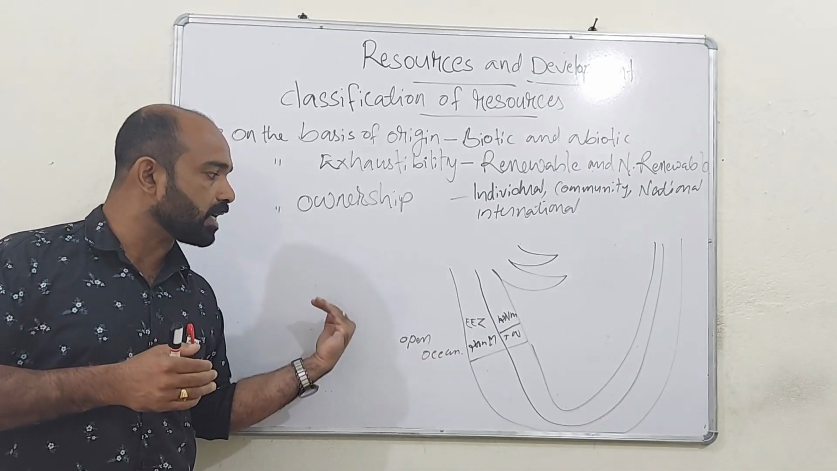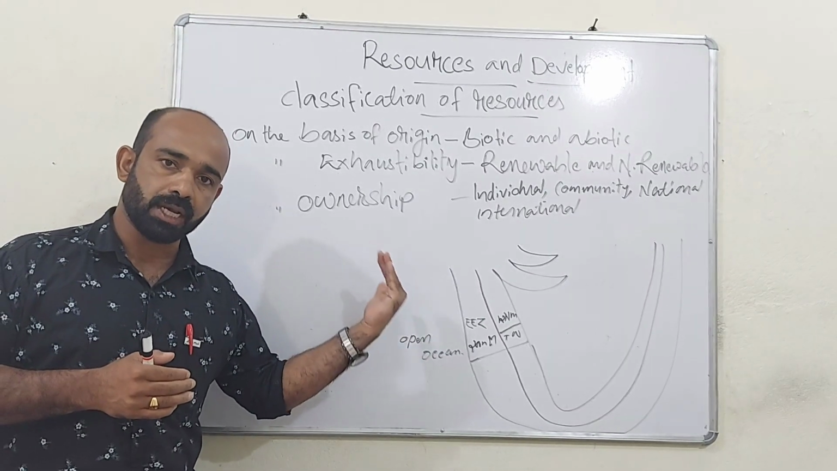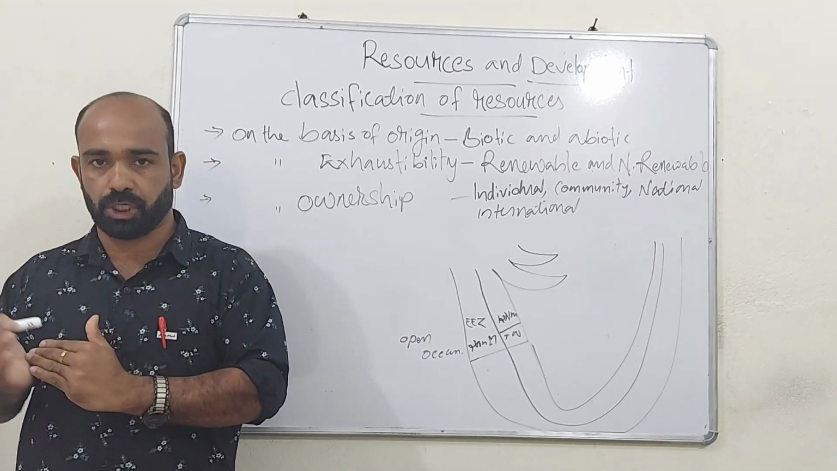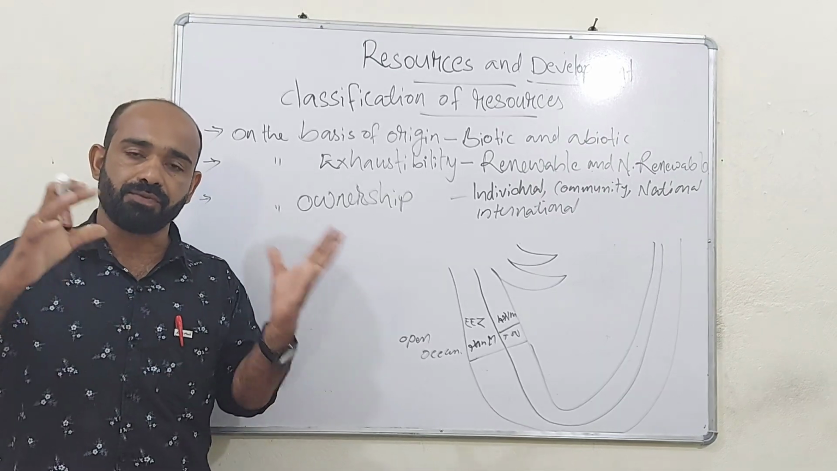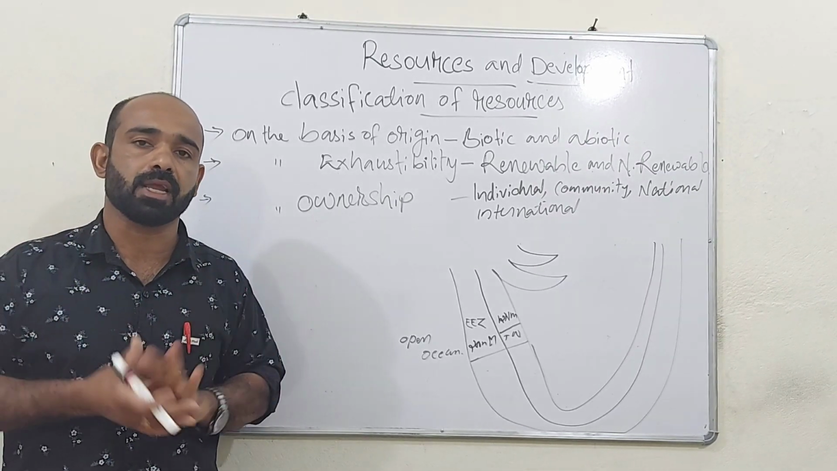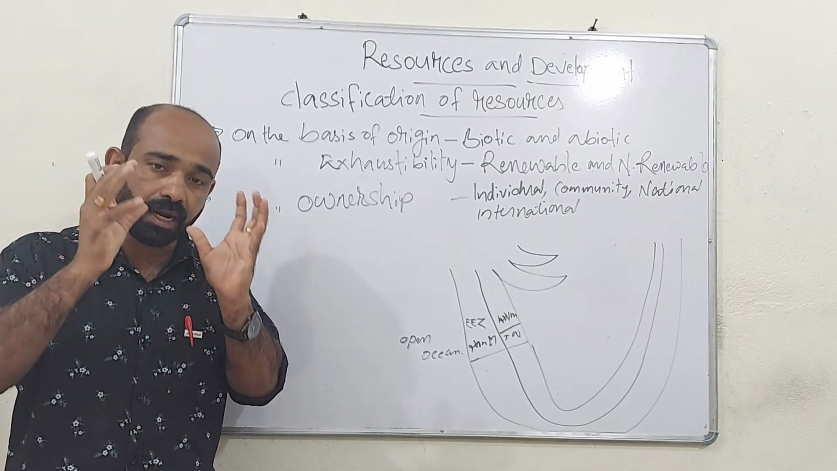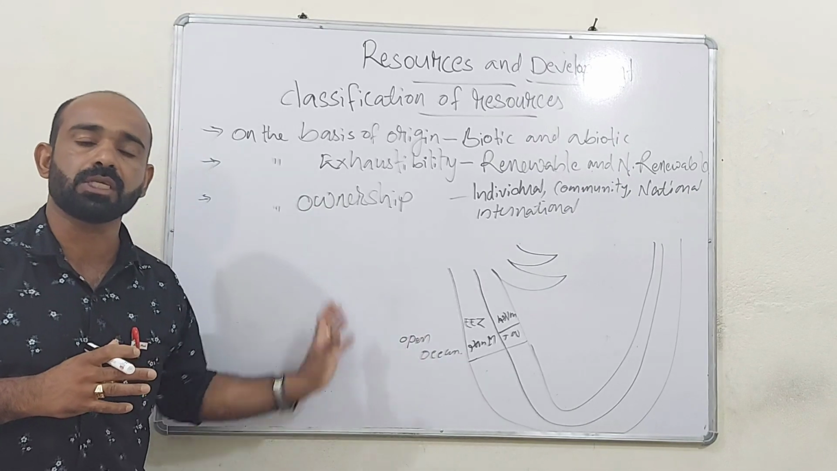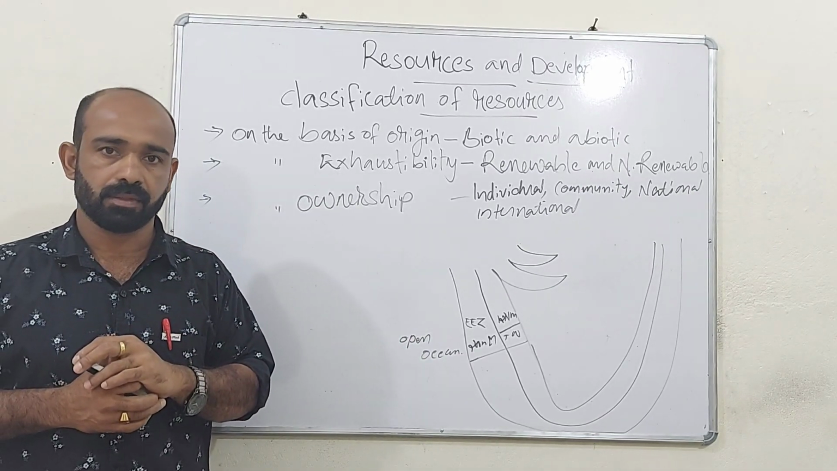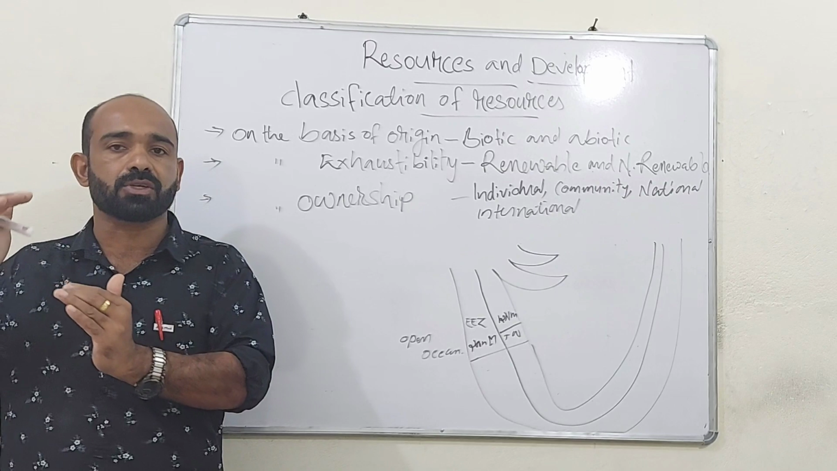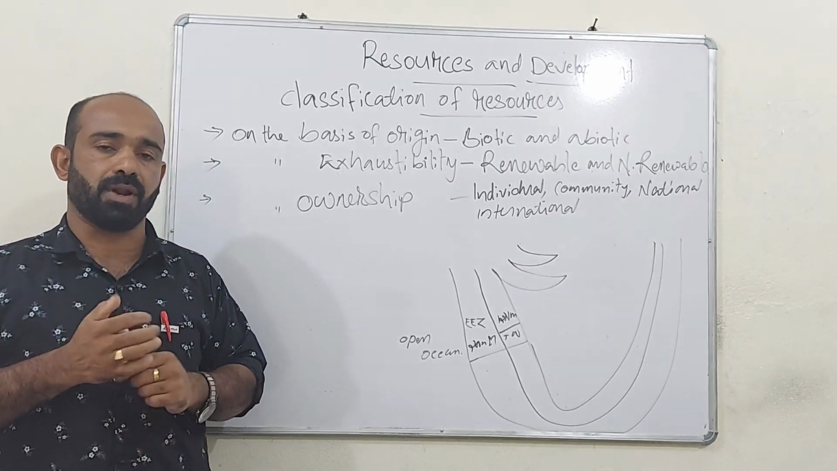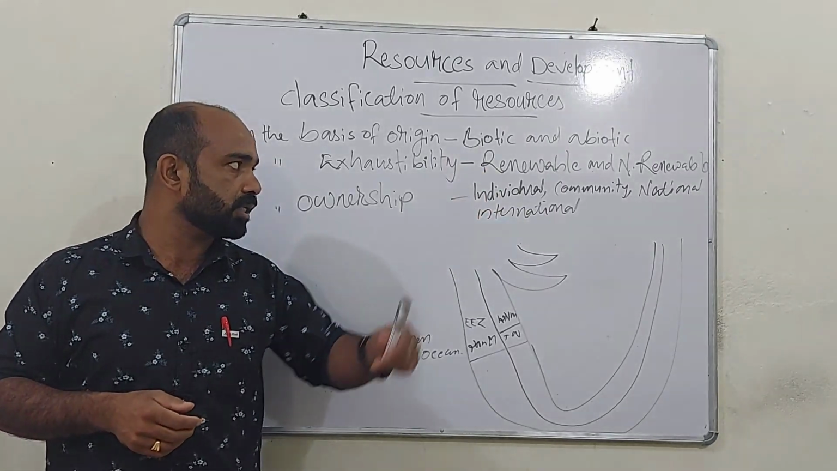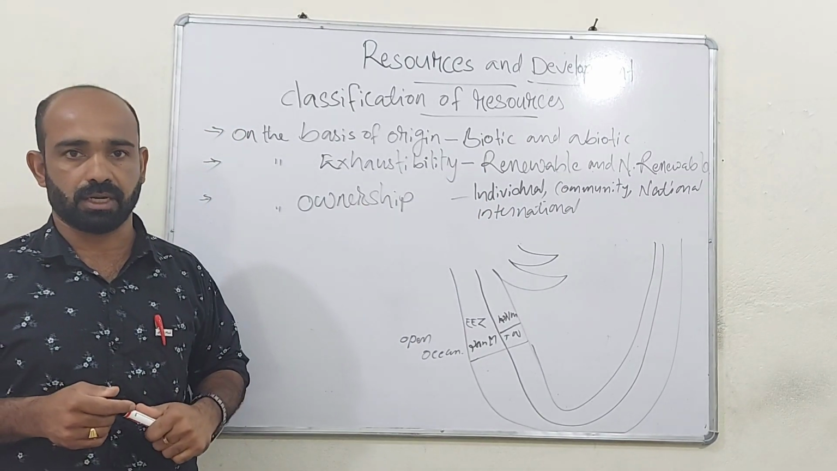And beyond this exclusive economic zone, the oceanic area beyond 200 nautical miles is called the open ocean. Resources found in the open ocean, no country can use. International agencies or organizations are controlling the resources in the open ocean. For utilizing such resources, special permission is needed from international institutions. So these are individual resources, community owned, national and international.